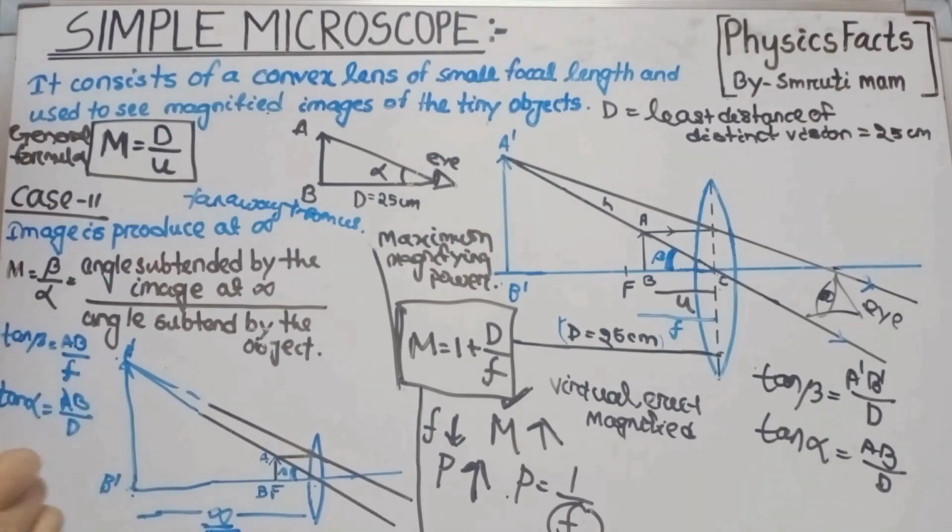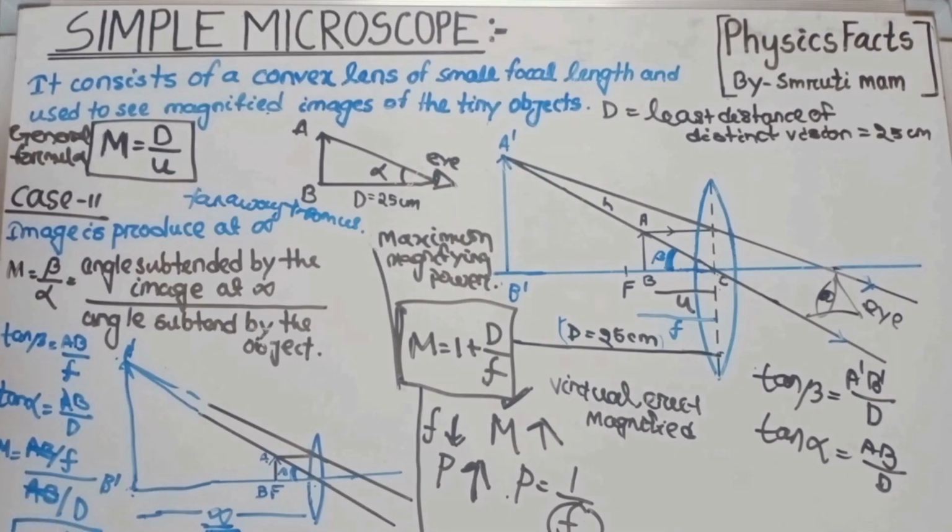So M equals what? Tan beta by tan alpha. That means AB by F divided by AB by D. AB cancels. So what is M, the magnification? M equals D by F.